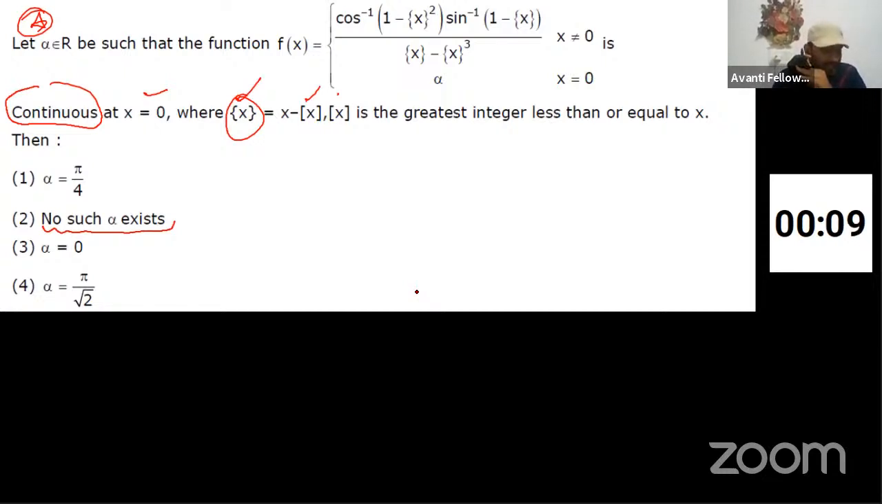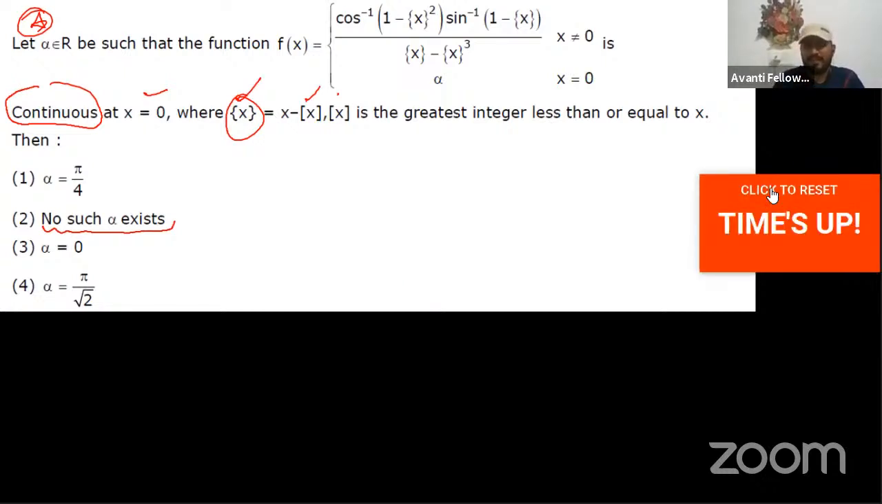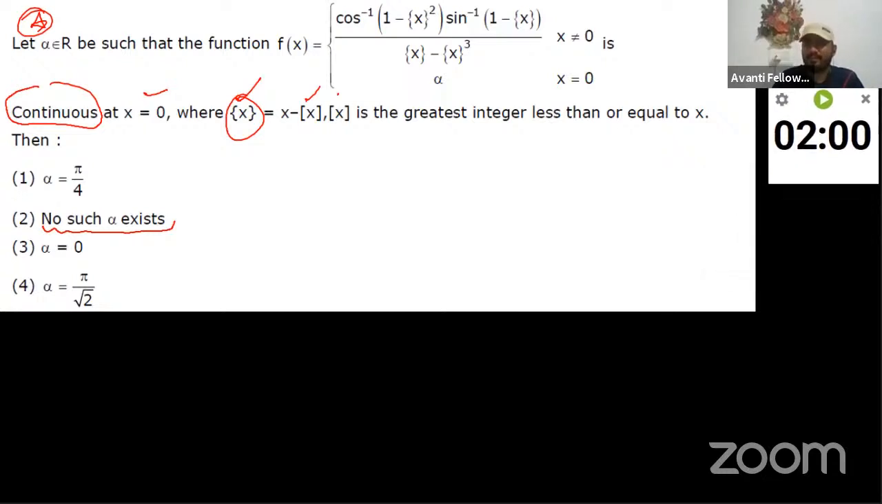Come on guys, you have 10 seconds. Okay guys, your time is up. Come on guys, focus here. This is one of the very good problems, guys.